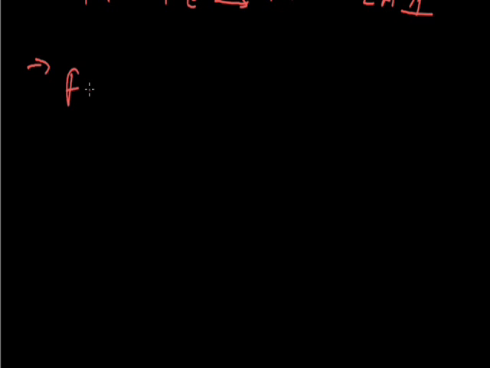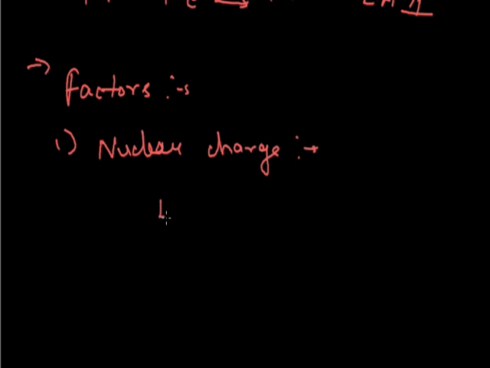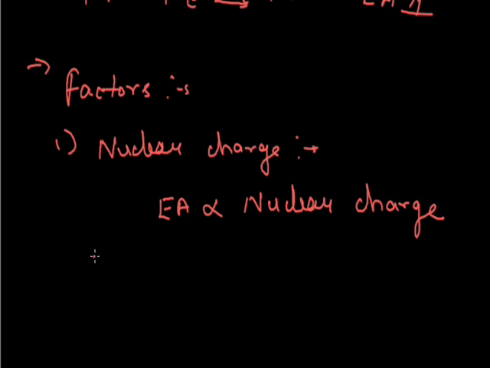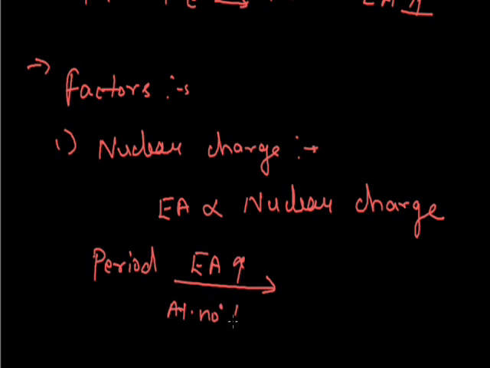Now there are some factors which affect the electron affinity. The first is nuclear charge. What is this nuclear charge? The charge on the nucleus, that is, the atomic number or number of protons. The relationship is that electron affinity is directly proportional to nuclear charge. This means on increasing nuclear charge, the electron affinity increases. Thus in a period, the electron affinity will increase on going from left to right. The reason being, on going from left to right, the atomic number increases, thus the nuclear charge increases, which leads to an increase in electron affinity.